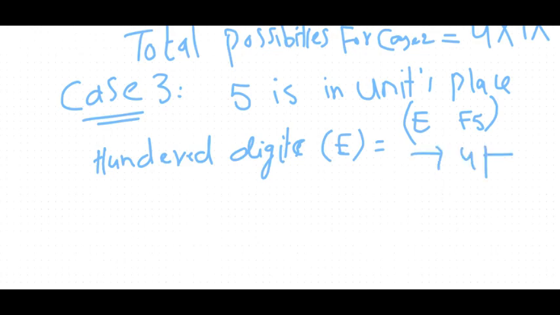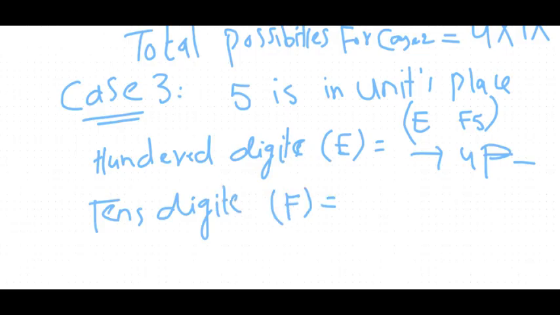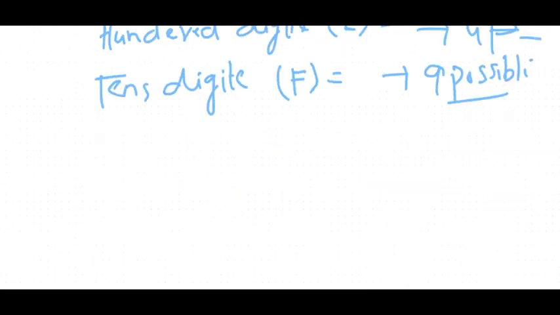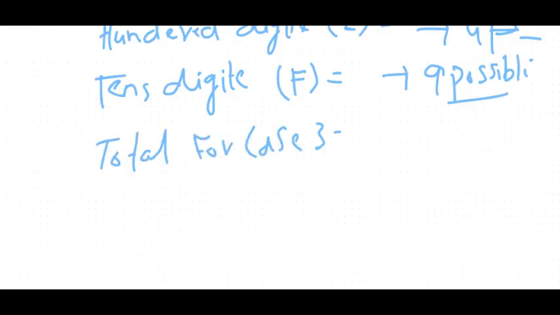And the tens digit, F, excluding 5, we have 9 possibilities. Okay, so the total for case 3 is also like case 2. 4 multiplied by 9 multiplied by 1, so we get 36 numbers.